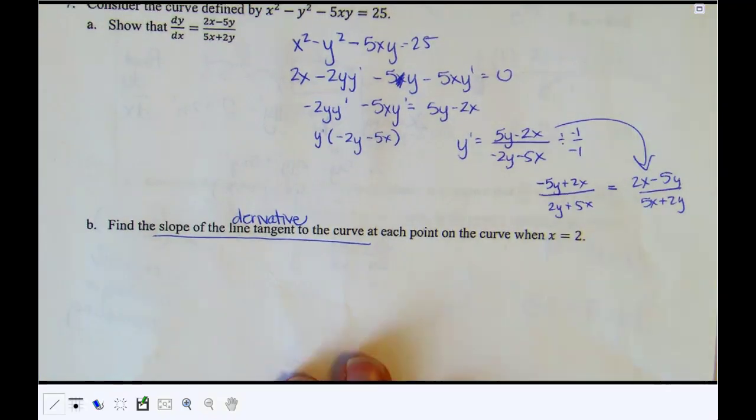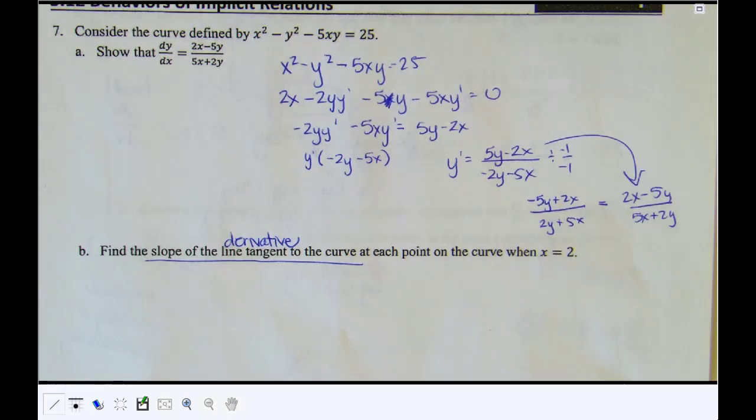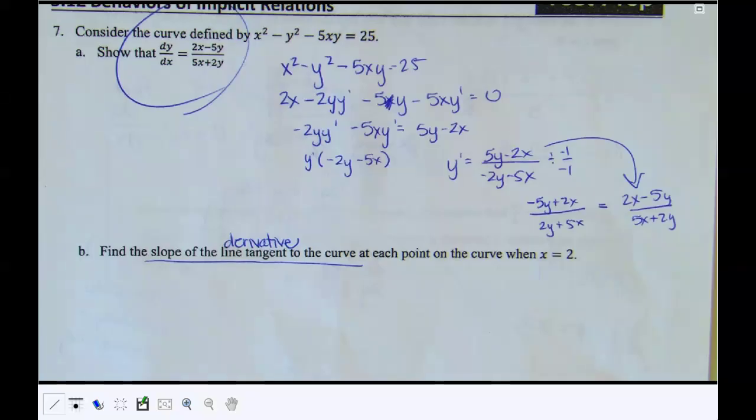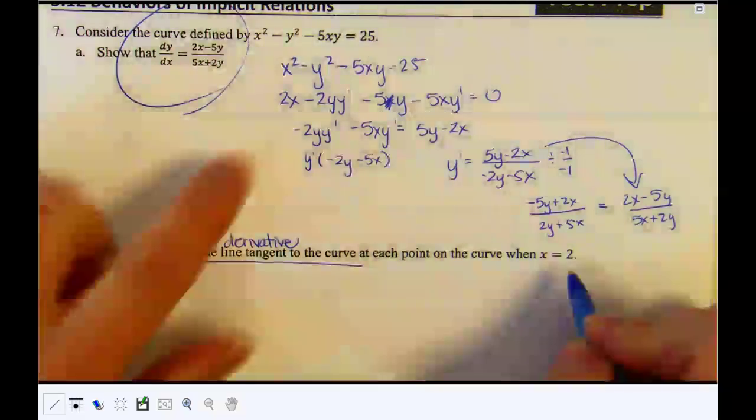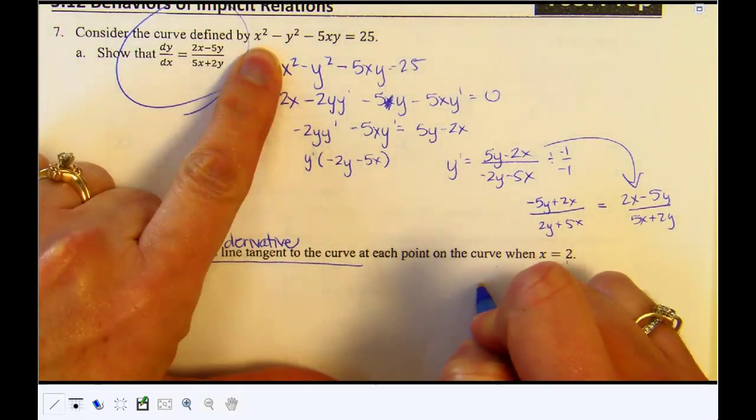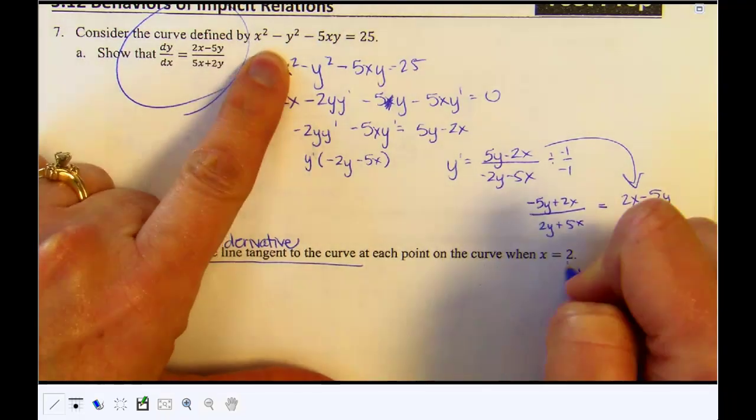It's because there's 4,000 ways you can say it. Here's the problem. It says at each point on the curve when x equals 2. So what do I not have? I have the derivative, but I don't have any y values. So if I have an x and I don't have a y, what do I have to do? I have to plug it into the original and solve for y. Okay, so we're going to do that. I'm plugging my 2 into the original.